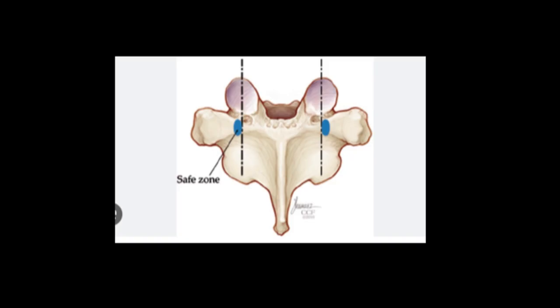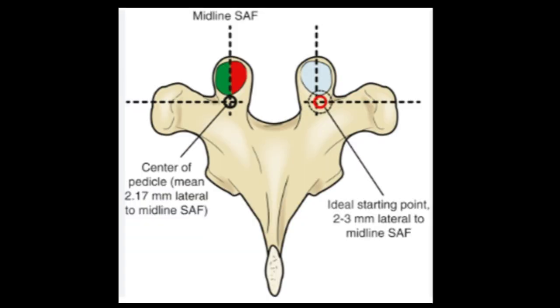You can see the medial half of the superior articular facet. Any entry point which is medial to the medial half of the superior articular facet is a no-go zone. So there should not be any entry point. You should not accept any entry point which is medial to the midline of the superior articular facet. That's the superior articular facet rule.